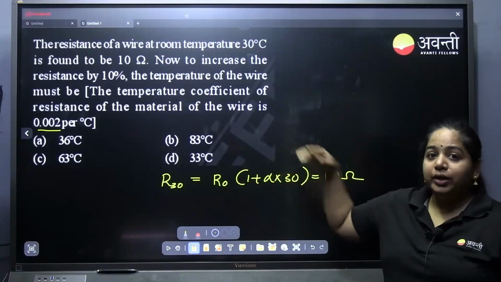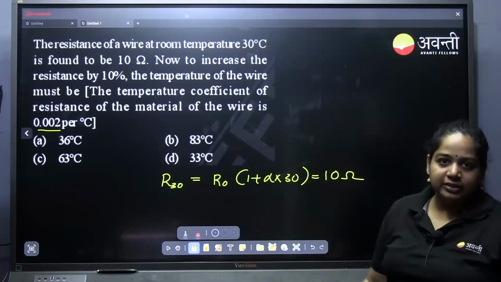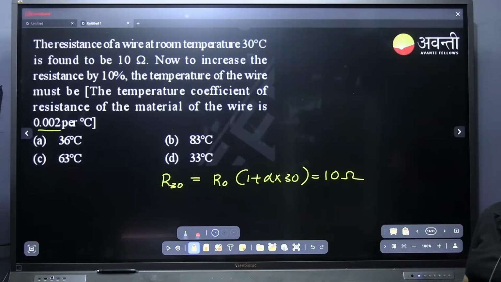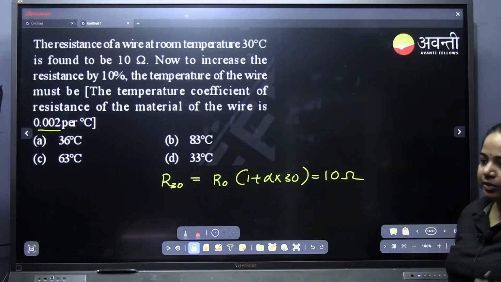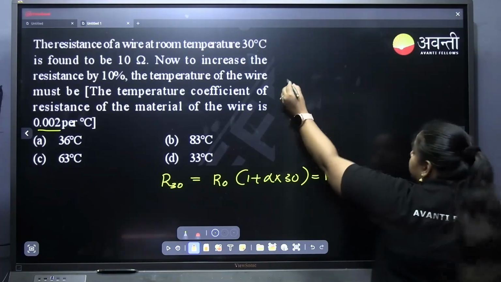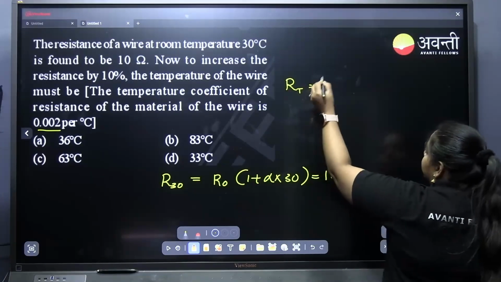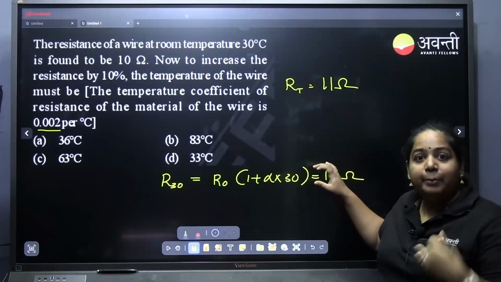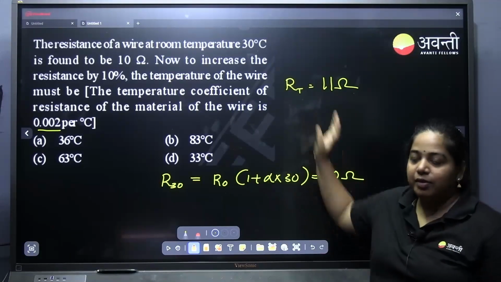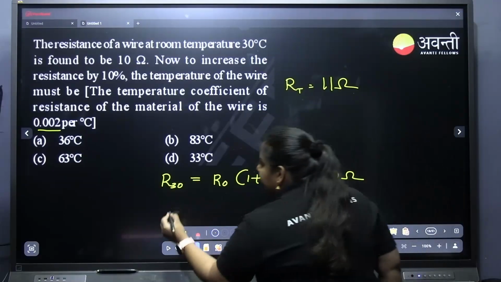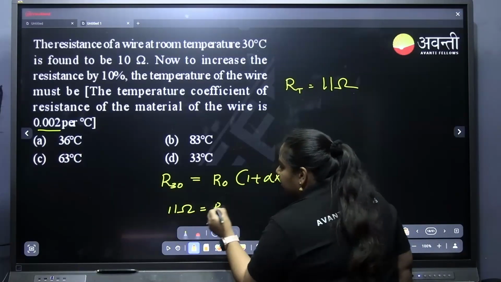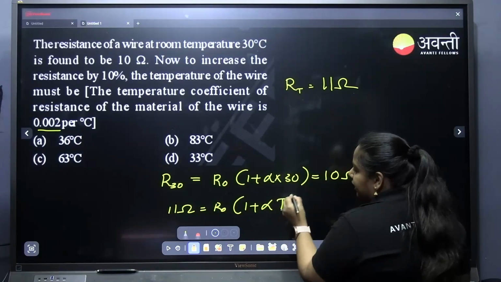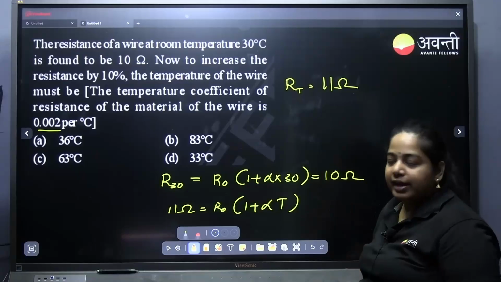Now R30 is equal to 10 ohm, that value is also given. We know that the new resistance is 10% more than this. So what is 10% of 10? That is equal to 1. Okay, so new resistance is equal to 11 ohm. This R30 plus 10% of that will be 11 ohm. Then we will get 11 ohm is equal to R naught into 1 plus alpha T. That T only we have to find.